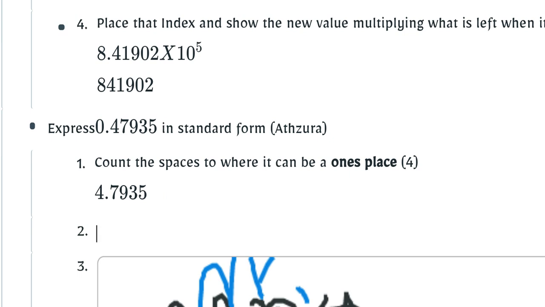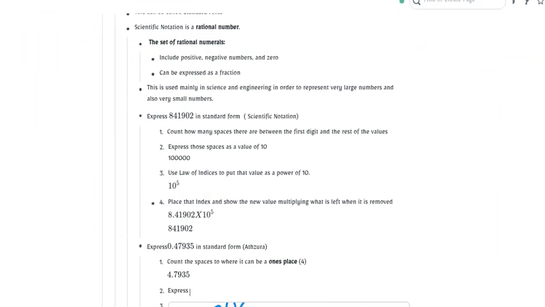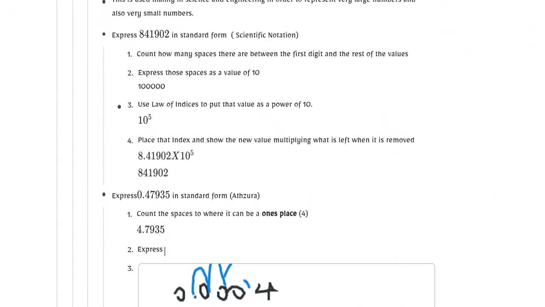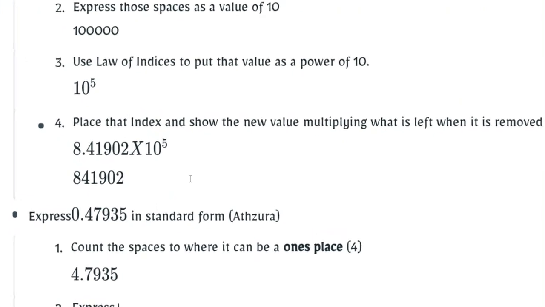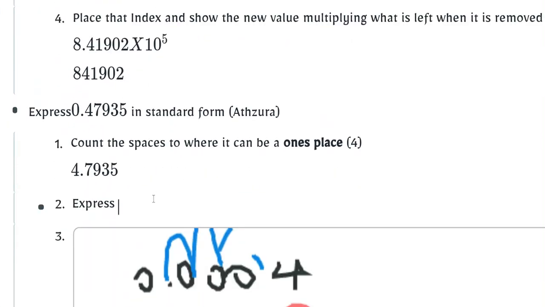All right, so step 2, Jazeel. What's the next step? You express it, sir. Express. Let's see. So express what? To the power. Right. So wait, no. The first step is to tell me how many zeros did you move. So you said it was 4. So how many? Express it to the value of a 10. So what value would it be as a value of a 10?